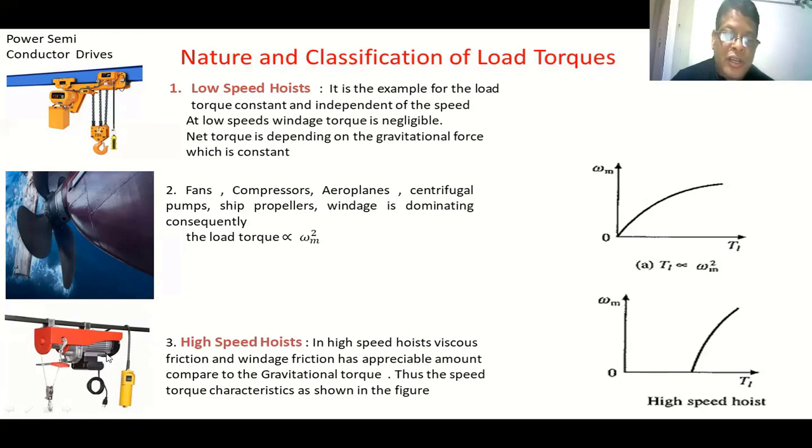So this is the motor. Here we can see the high rate of the motor, and this is a hook by which you can hold some load. High speed hoist means you quickly drop this hook to the ground, and you can also quickly move it upwards. So with the speed, the windage and frictional loss will also be more compared to the gravitational torque. If you observe this graph, when speed is zero, this is the region.